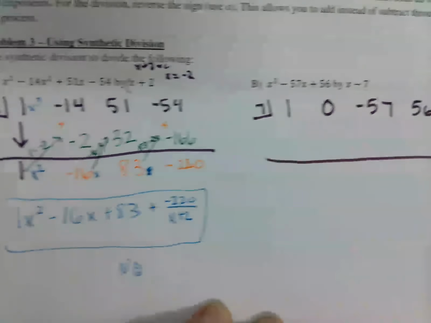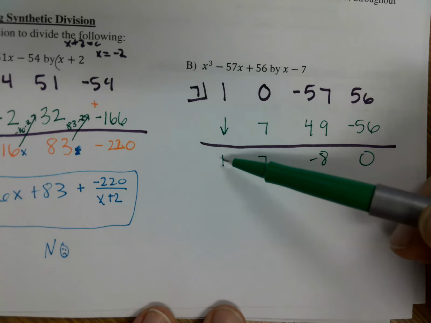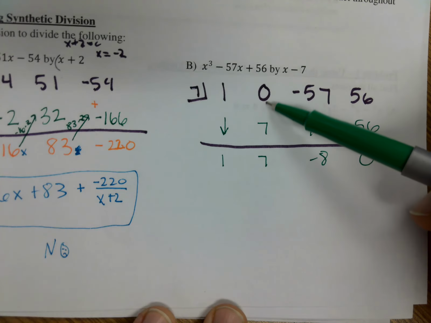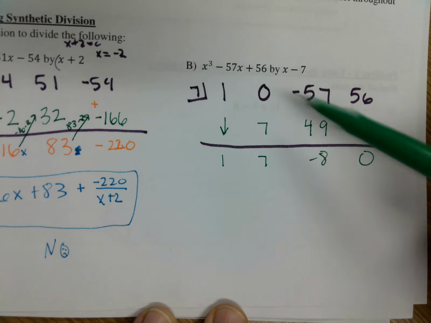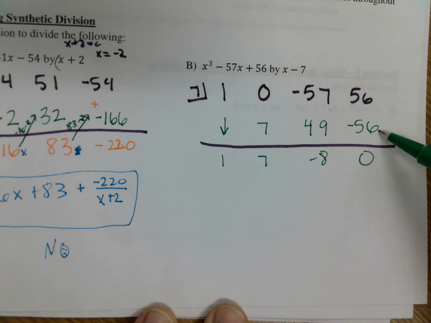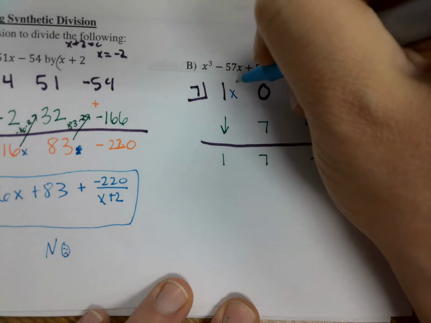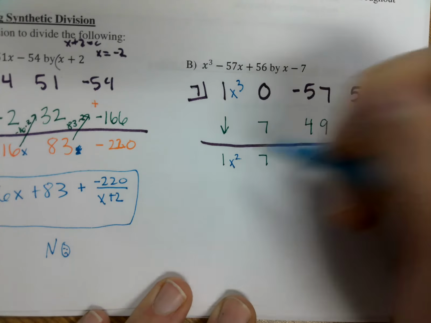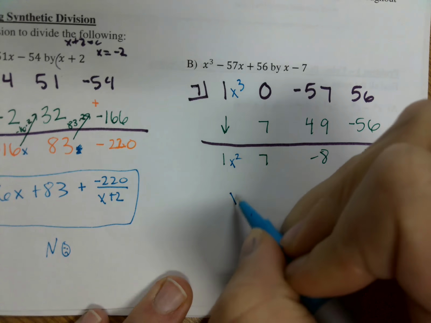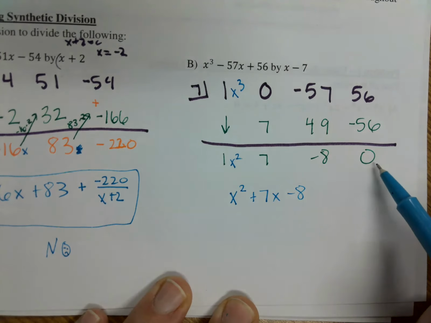I want you to try to do this by yourself. Bring this down. 1 times 7 is 7. Add right here. 7 times 7 is 49. Add right here. 7 times negative 8 is negative 56. Add, it gets 0. So again, this was an x cubed. I'm dividing out a degree, so this is x squared. So now I write my answer of x squared plus 7x minus 8, and there's no remainder.